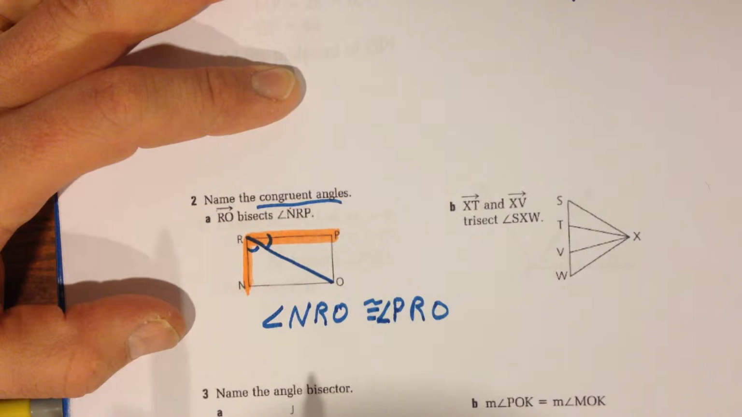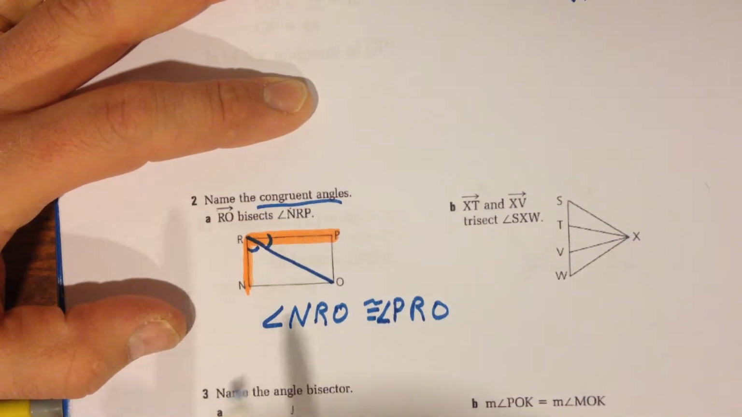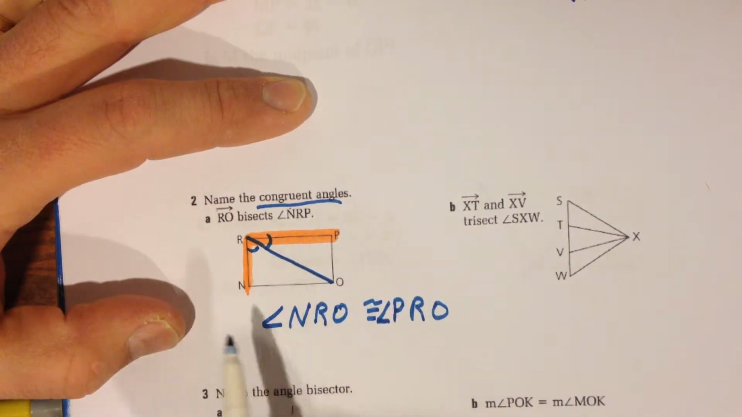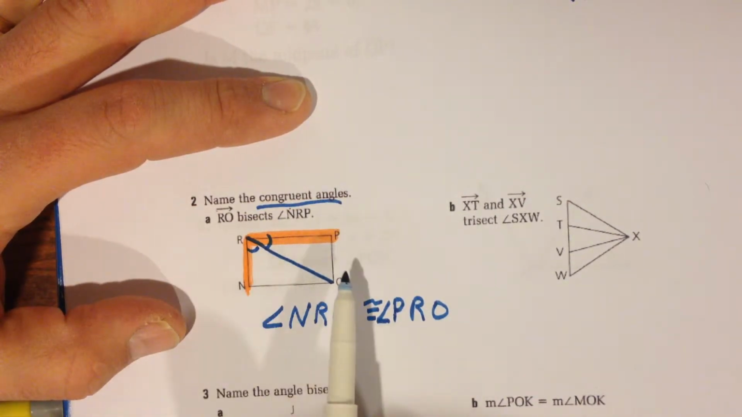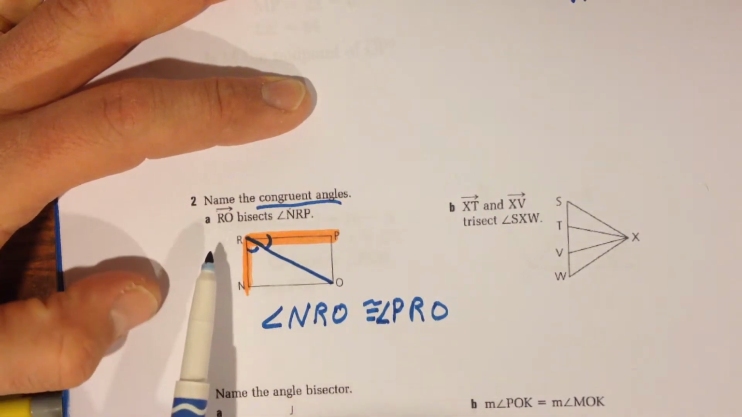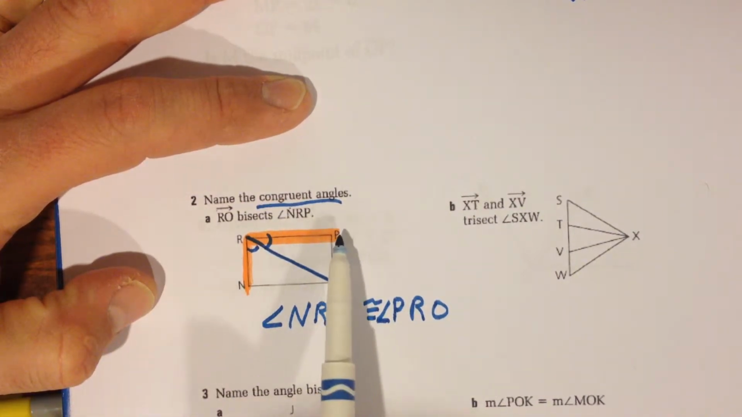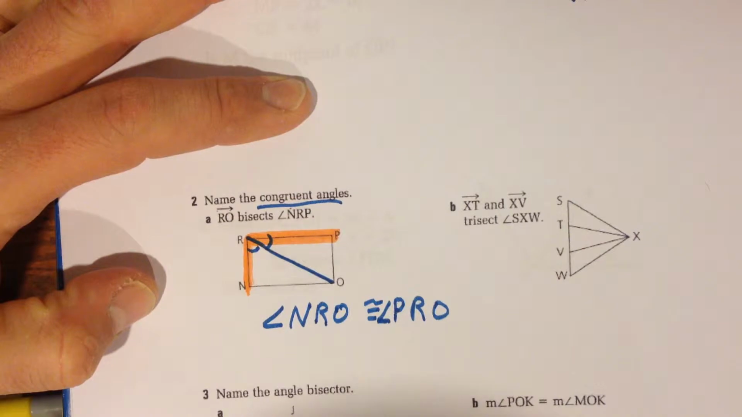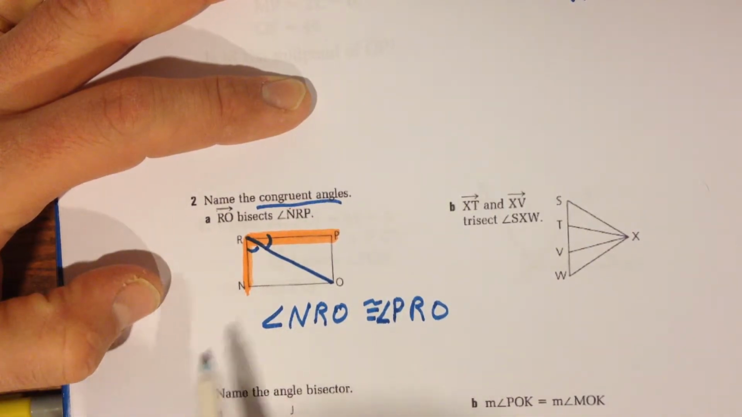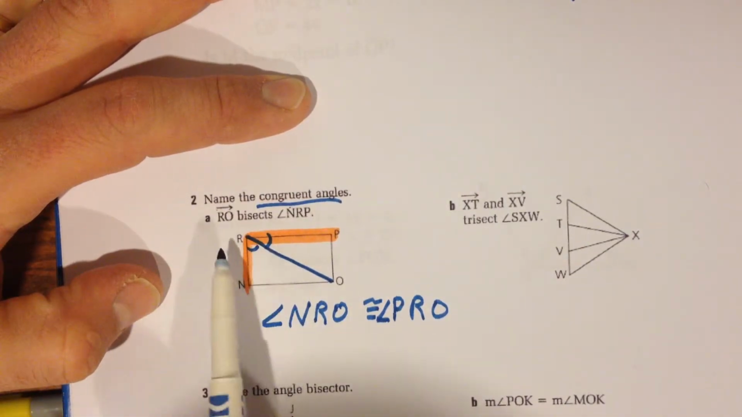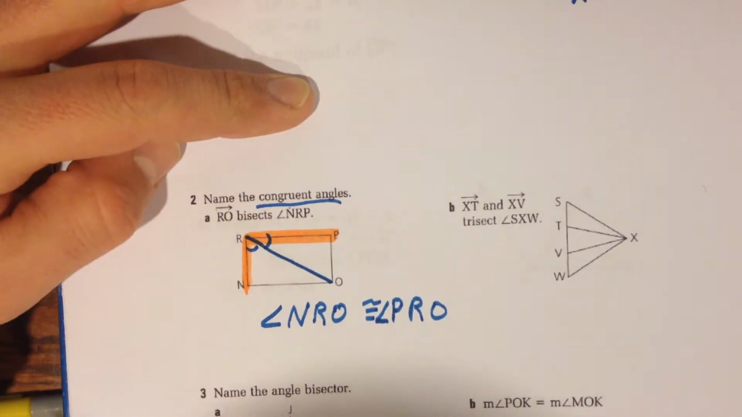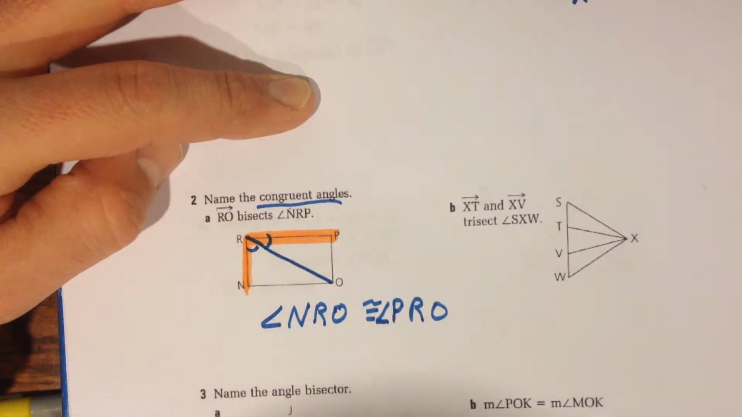You can't say anything about the sides. I know it looks like a rectangle, but we're not sure if it's a rectangle at all. It doesn't say anything about the angles being 90 degrees. I don't know anything about the segments. Some people said that RN was congruent to PO. I don't know that. The only thing that was given is that this line cuts this orange angle in half. So that makes the two parts equal.